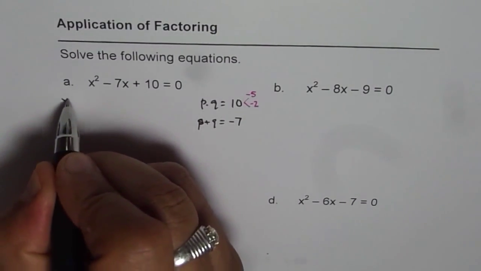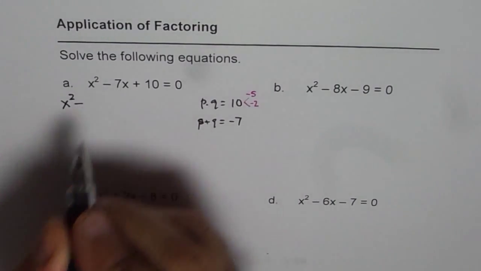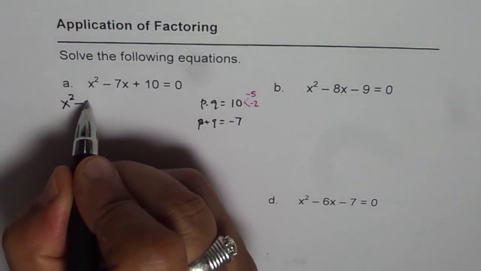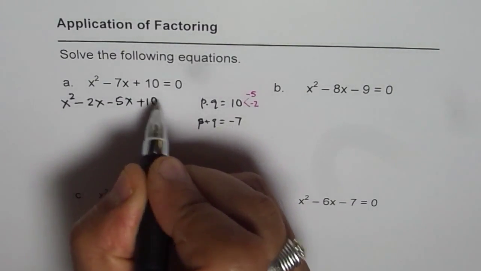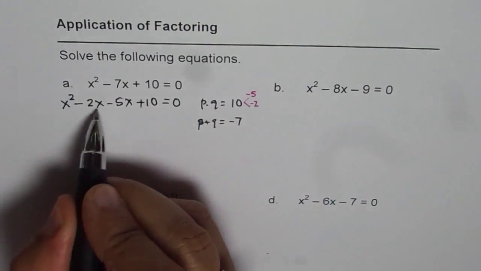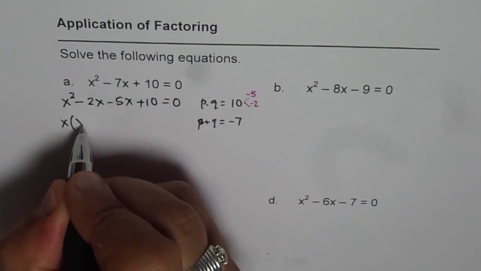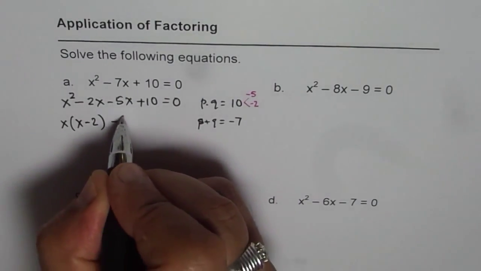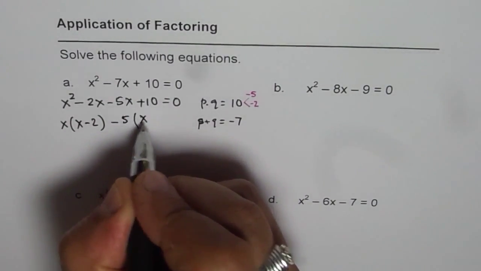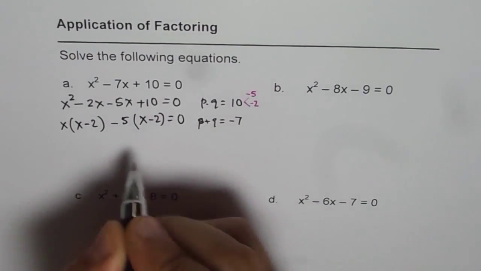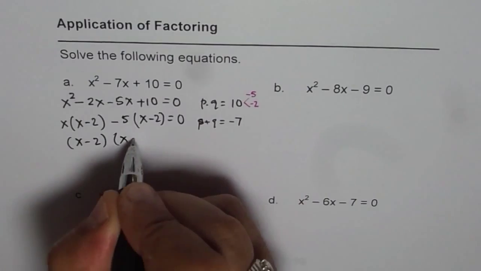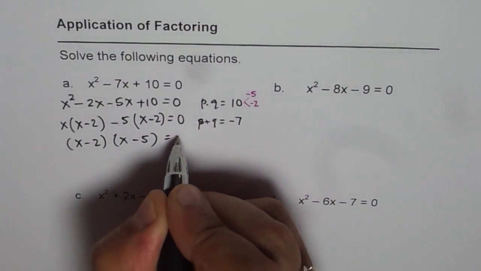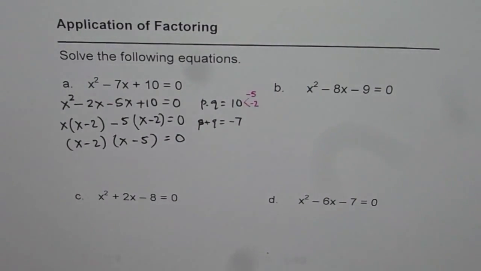So we can expand minus 7x as minus 2x minus 5x plus 10 equals 0. Taking x common from the first two terms, we get x times x minus 2. Minus 5 from the next two terms, we again get x minus 2. Now, x minus 2 is a common factor, right? So we get x minus 2 times x minus 5 equals 0.